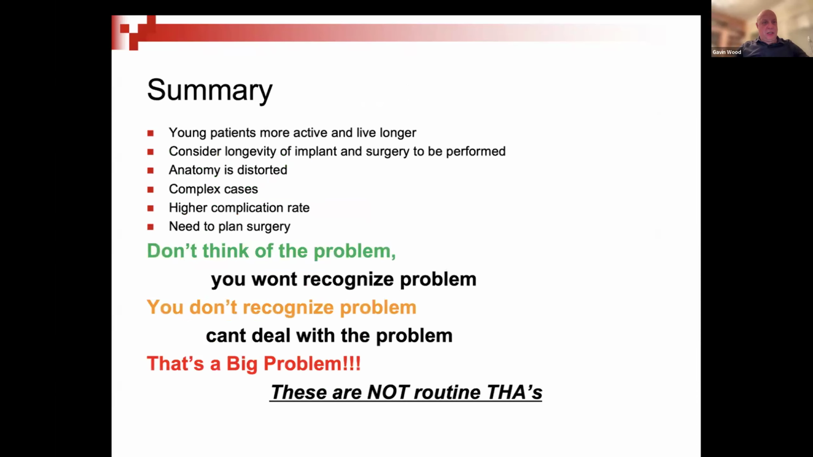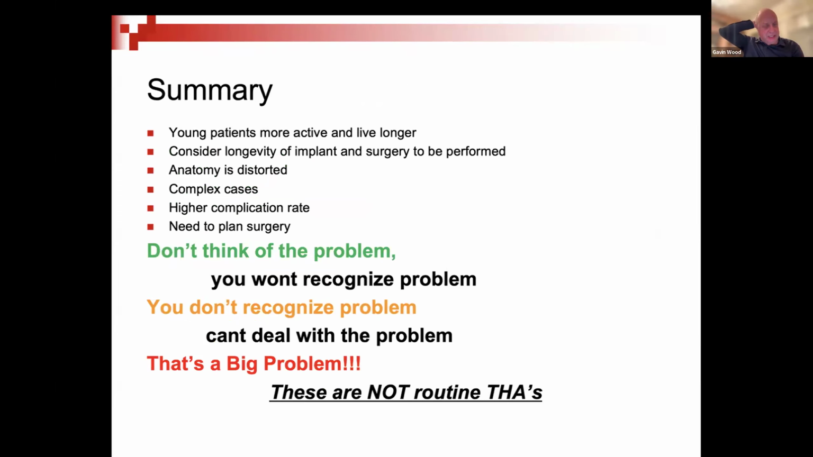So in summary, young patients are more active and they live longer. So you have to consider that when you're choosing your implant, for the longevity of that implant and the surgery to be performed. The anatomy is often distorted. These are complex cases. They have a higher complication rate, and the need to plan surgery is extremely important.